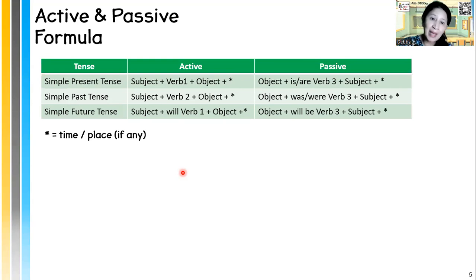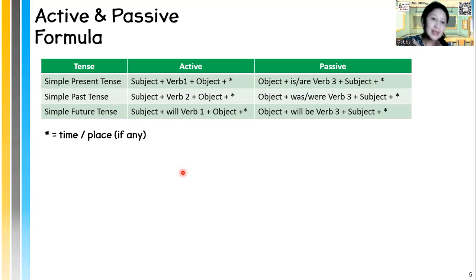What about the simple past? With the active voice, we say subject, verb 2, and object. Next, with the passive: object, the to be was or were. Was for singular, were for plural, and then we add verb 3 again. And then the subject at the end.